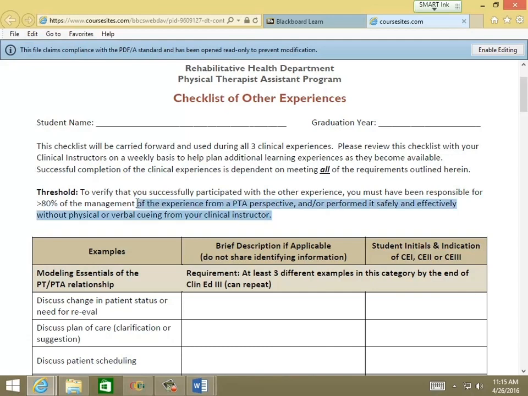The threshold for the other experiences says that the student must be responsible for greater than 80% of the management of that particular experience from the perspective of a PTA, and they must be safe and effective in how they performed or participated with that particular experience.